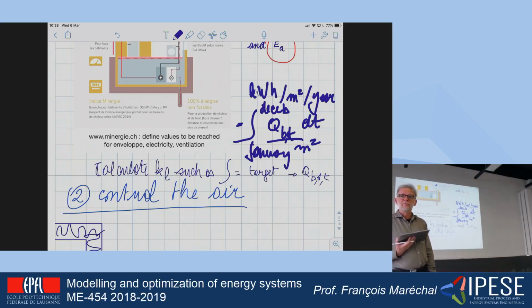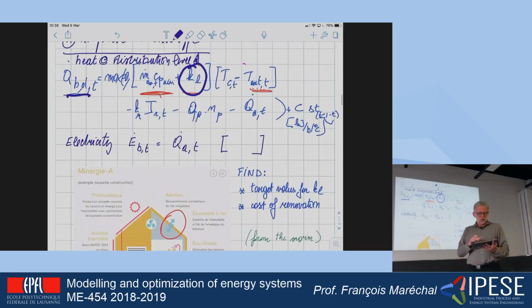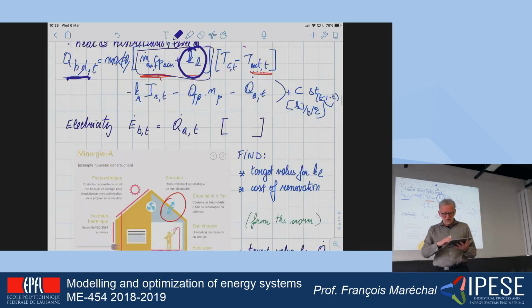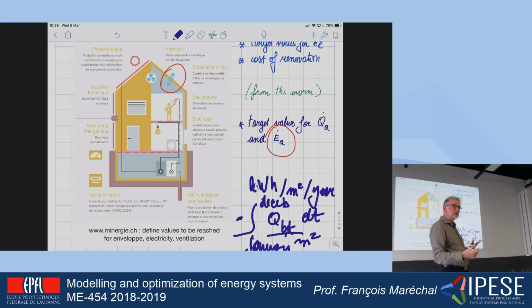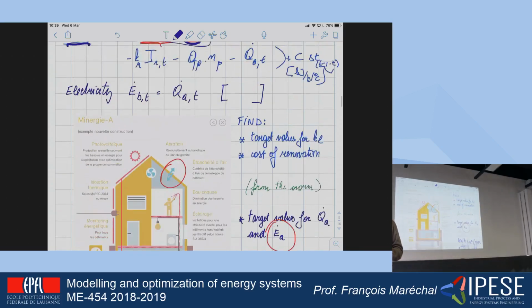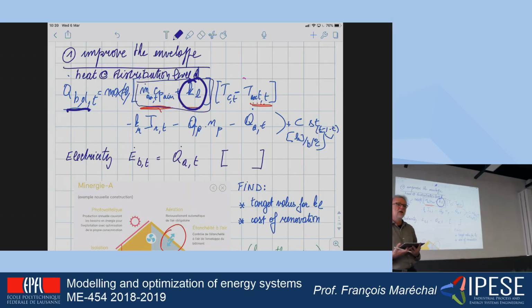Okay? Questions about this? So I summarize. You have a model which is calibrated, so you have just calculated the value which is here. And then what you do is that you say, okay, I'm going to improve the envelope in such a way that I'm going to reach a target. The target is given in kilowatt hour per square meter per year. And what I'm going to do is calculate the new heat deperdition coefficient, the new KL that is in the formula, in such a way that it reaches the target value.